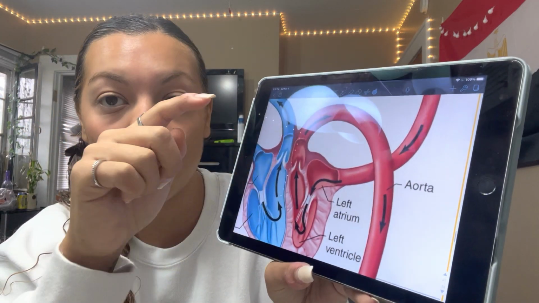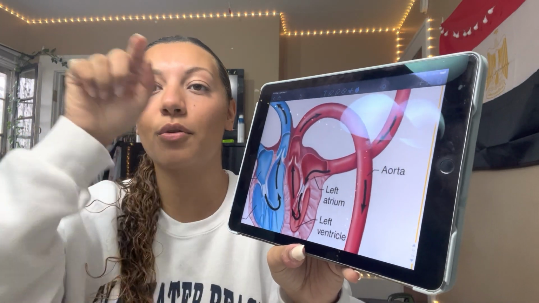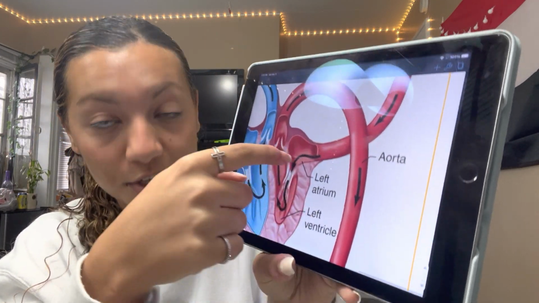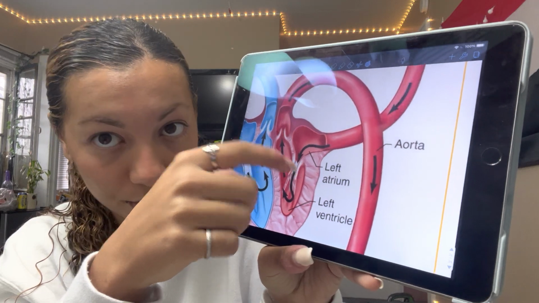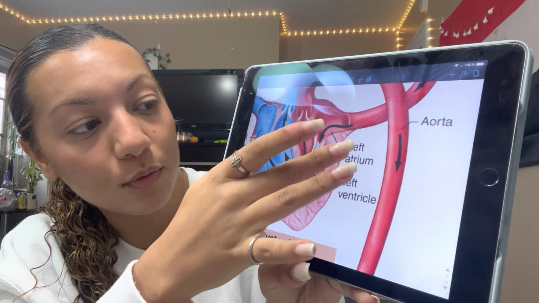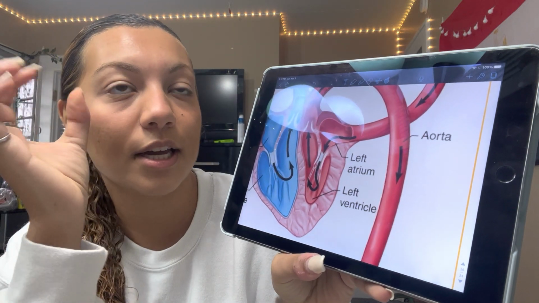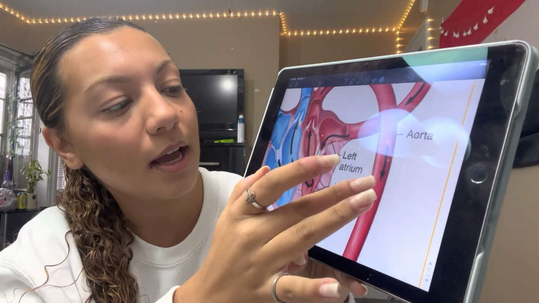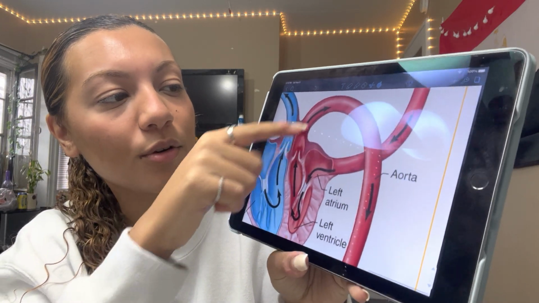Then it'll go through the lungs. After the pulmonary artery, it goes through the lungs, gets oxygen, and comes back through the left atrium, then the left atrioventricular valve to the left ventricle, and then it will enter the aortic semilunar valve, and then go to the aorta.